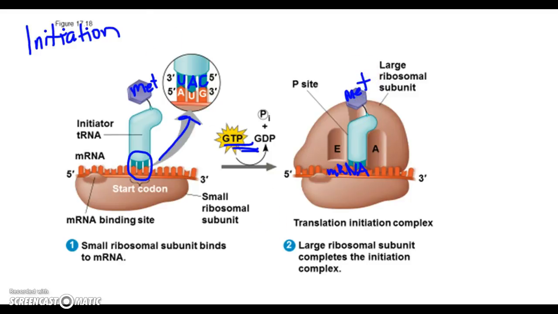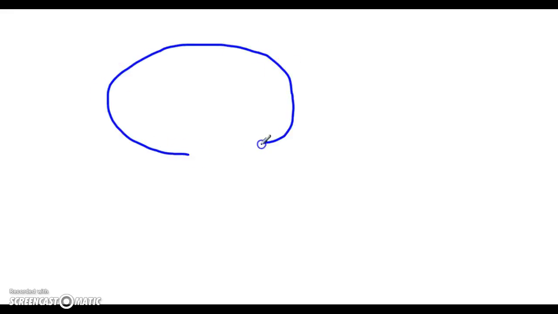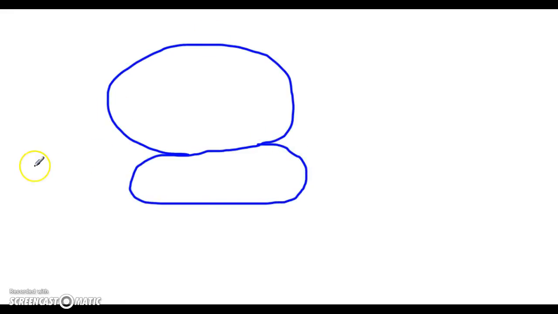So that's initiation. If we zoomed forward and looked at this, your book doesn't have a great picture of this, so I'm going to insert one. Imagine we would have this ribosome that has a large and a small subunit, and our messenger RNA that's woven through there.